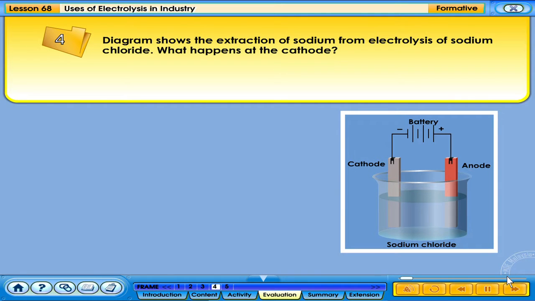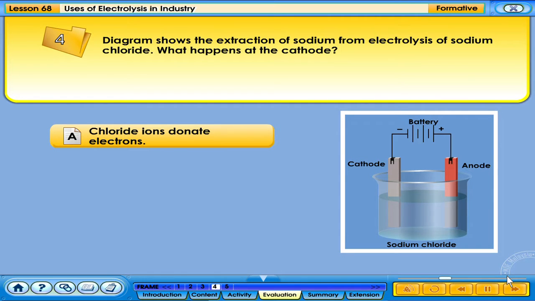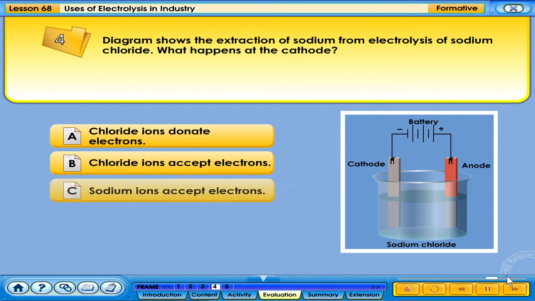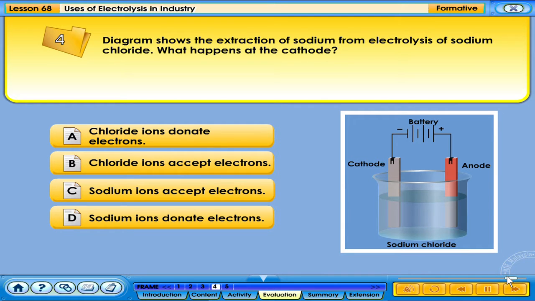Diagram shows the extraction of sodium from electrolysis of sodium chloride. What happens at the cathode? A. Chloride ions donate electrons. B. Chloride ions accept electrons. C. Sodium ion accepts electrons. D. Sodium ion donates electrons.